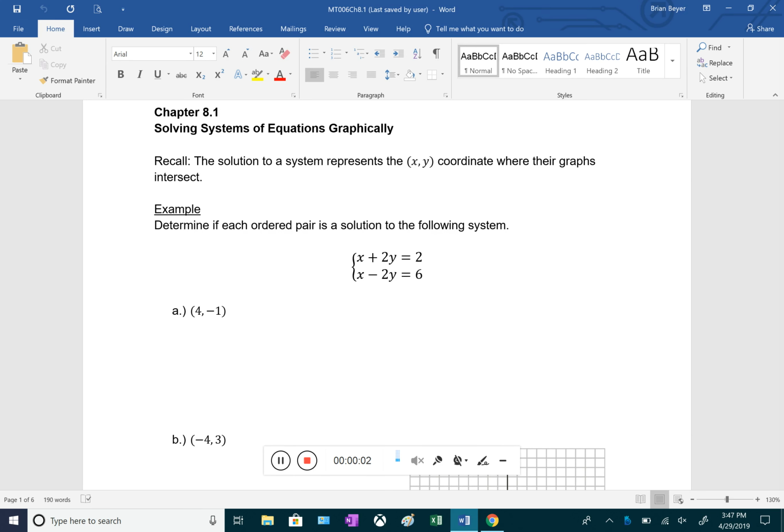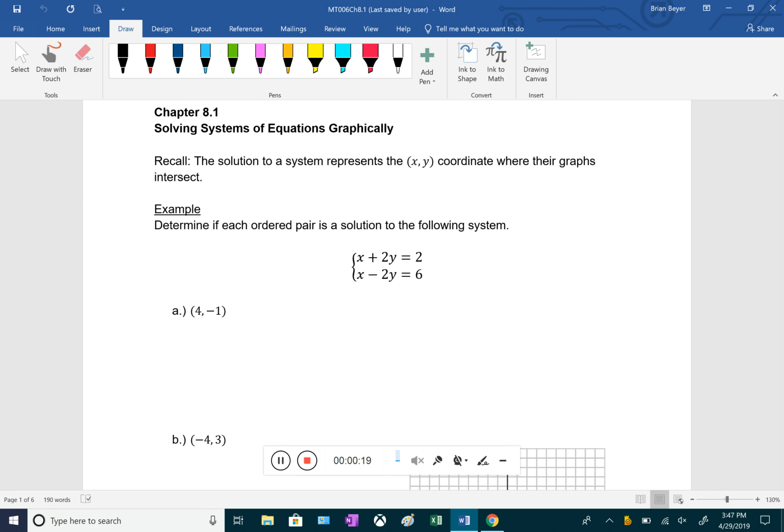In this chapter, we'll be solving systems of linear equations graphically. Before, we solved them using the addition method or the elimination method and the substitution method. Now we're going to do them by graphing them. Remember that the solution to a system of linear equations is an xy coordinate, which is the coordinate where the graphs intersect.